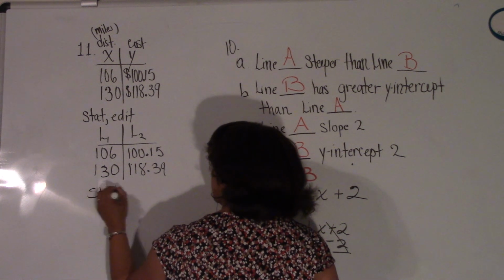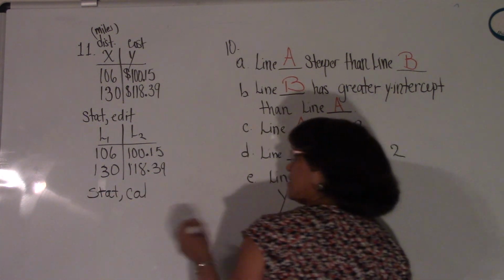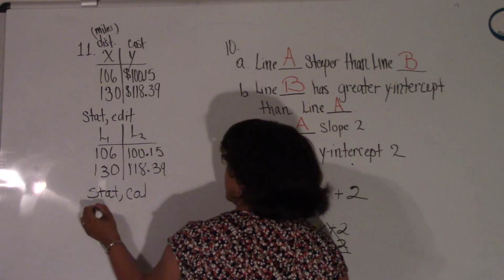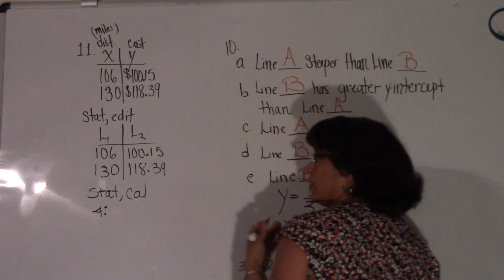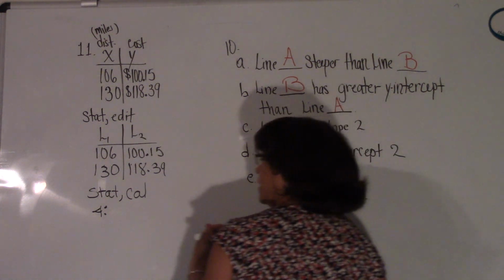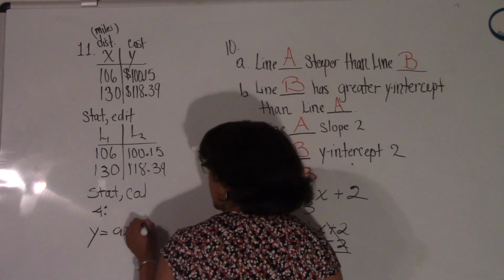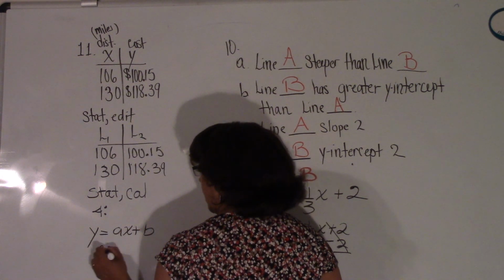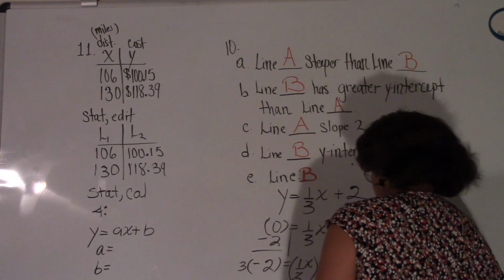Now let's go ahead and hit Stat Calc. Let's get the calculator to calculate the linear regression for us, which is number 4. So you want to go to number 4 and hit Enter, or you want to just hit number 4 and hit Enter until you see y equals ax plus b. And it's going to tell you what A equals and what B equals. So I'm going to give you a little time while I do the same thing.